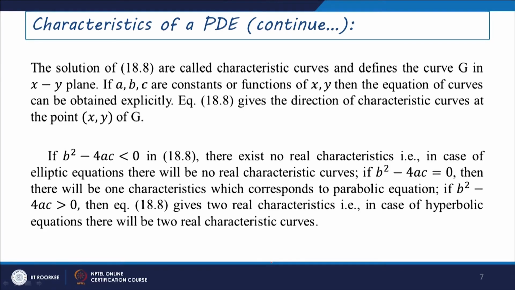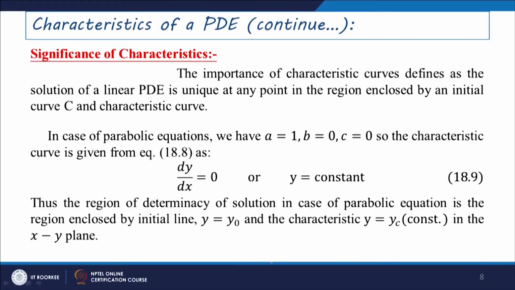But if you go for b square minus 4ac greater than 0, then this equation 18.8 will provide two real characteristics. That is in case of hyperbolic equations, there will be two real characteristic curves there. So if you go for the significance of this characteristic curve as a solution of a linear partial differential equation, it should be unique at any point, and this region is enclosed by an initial curve c and a characteristic curve there.